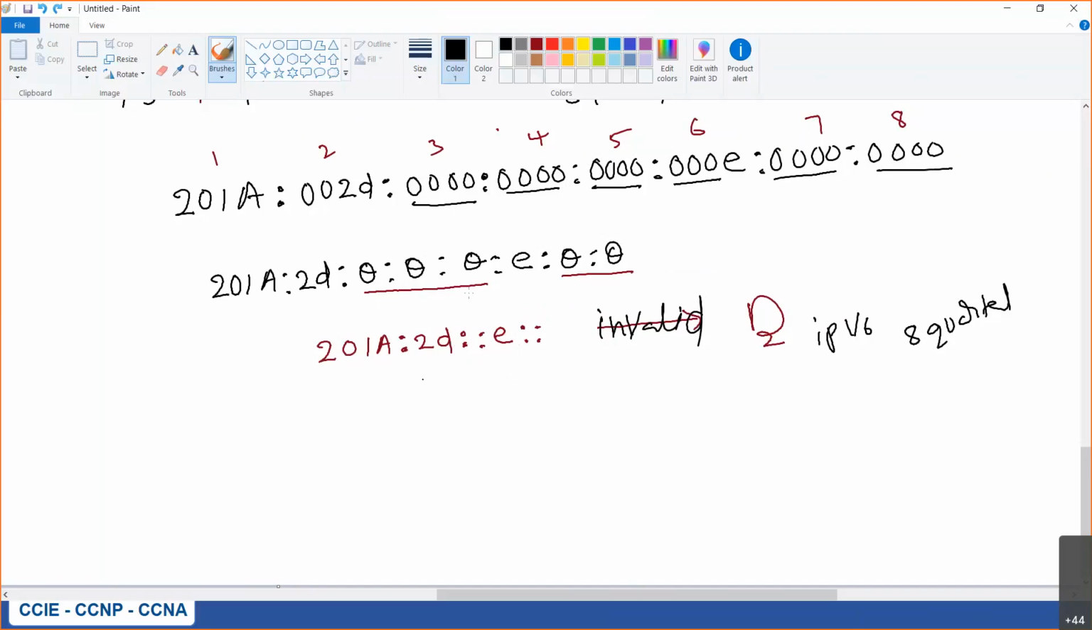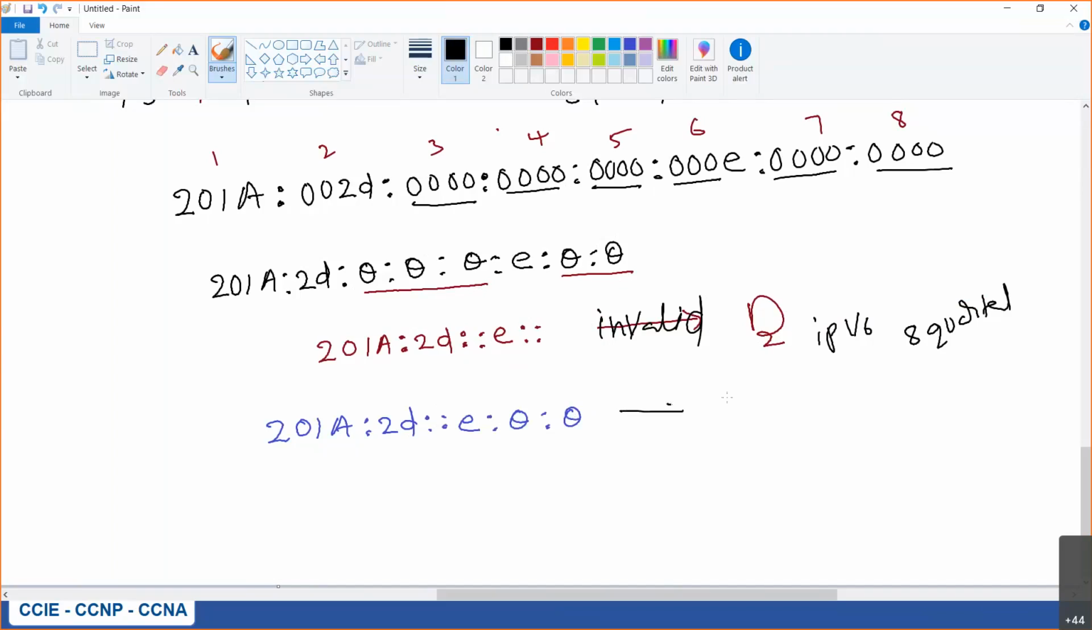Okay. So which is recommended, 3 fields or 2 fields? Instead of replacing 2 fields, it is better to replace 3 fields. So now tell me finally how we can represent this. 201A colon 2D, double colon E colon 0 colon 0, right?